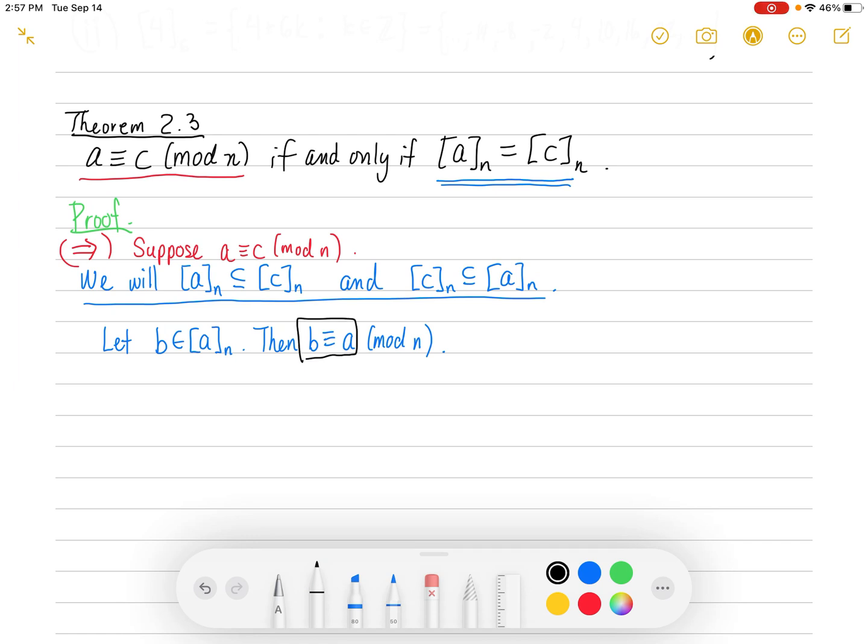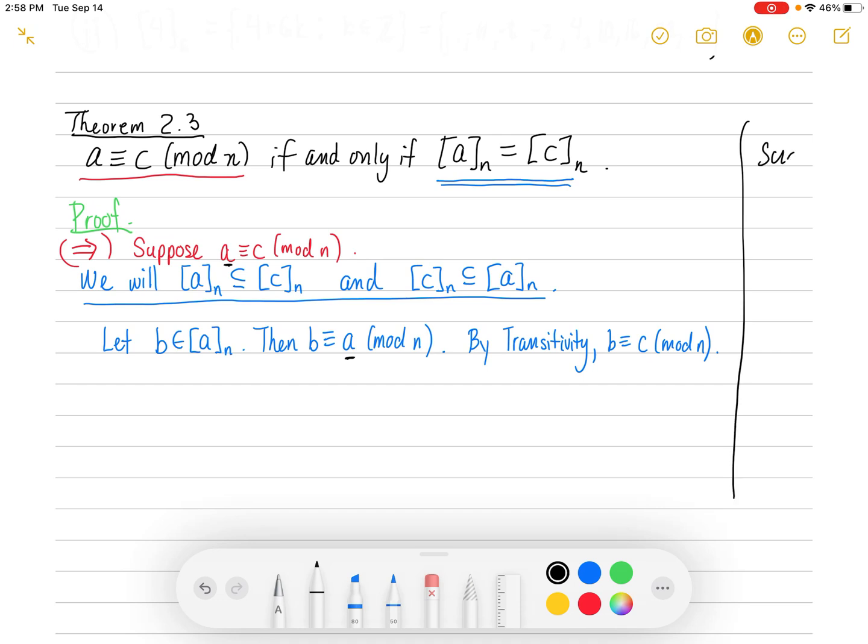So if we put this statement here and this statement here, those two underlined statements, notice that they both have an A. So you have B is congruent to A mod n and A is congruent to C mod n. Then by what's called transitivity, B is congruent to C mod n.